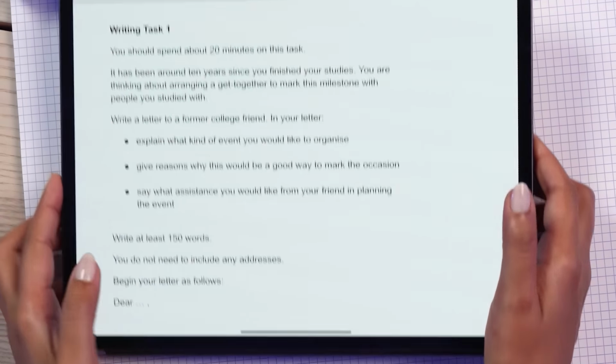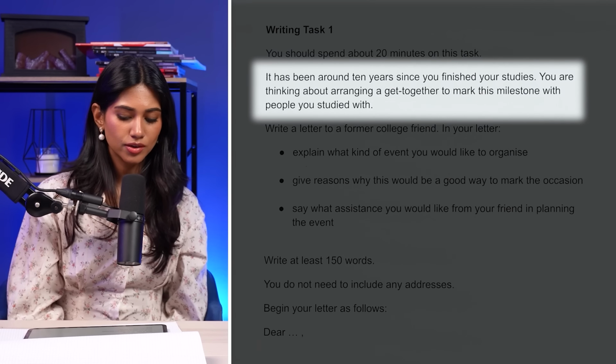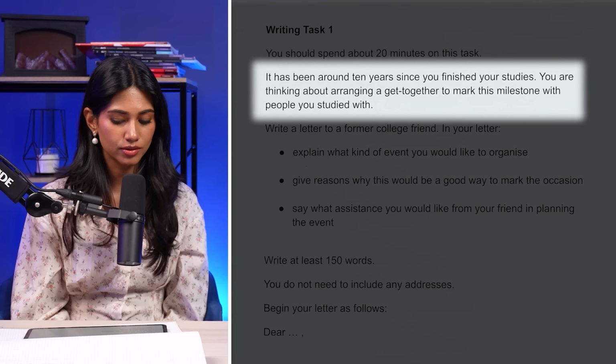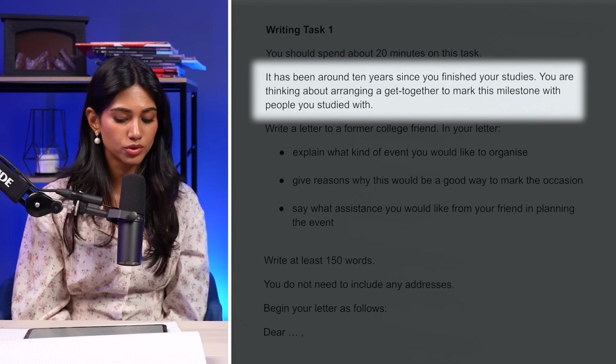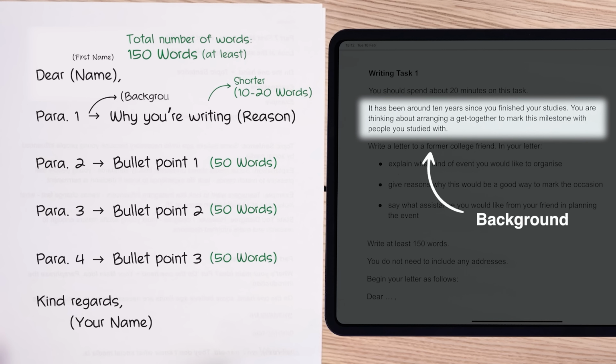So let's just read the question and think about what it actually means. It has been around 10 years since you finished your studies. You are thinking about arranging a get-together to mark this milestone with people you studied with. Okay, so this is the background. This is what we're going to put in here. The reason we are writing to them is that. So you're basically taking that and paraphrasing it. You're not going to copy it exactly. You're going to state, how would you say this in your own words?